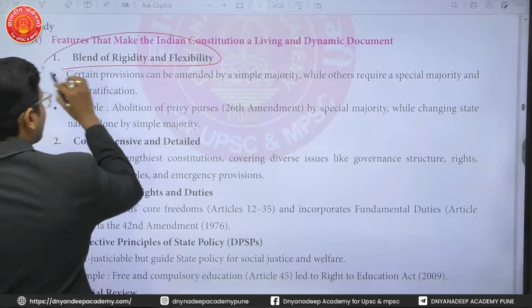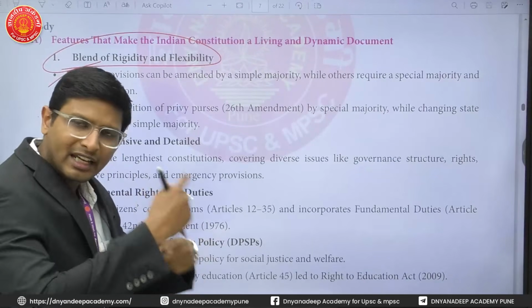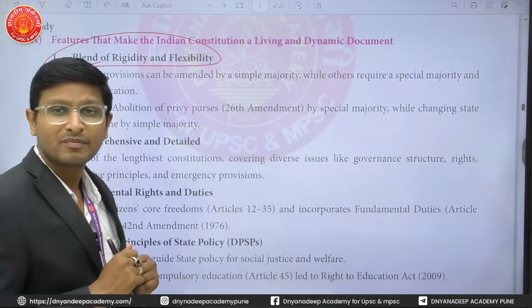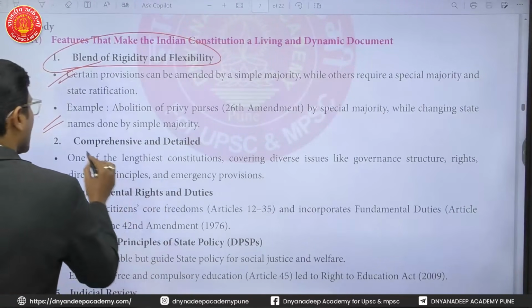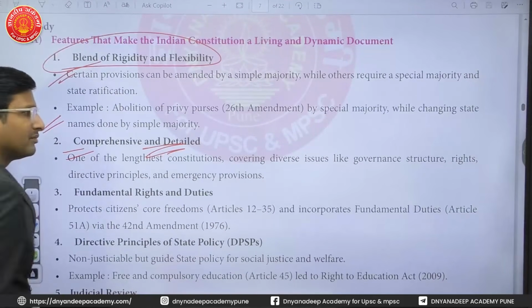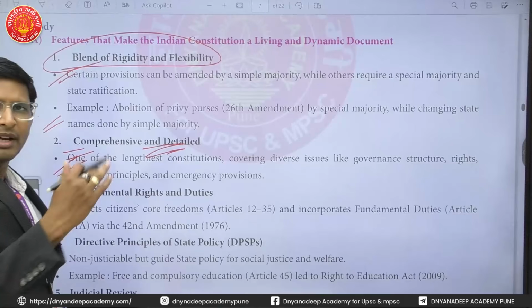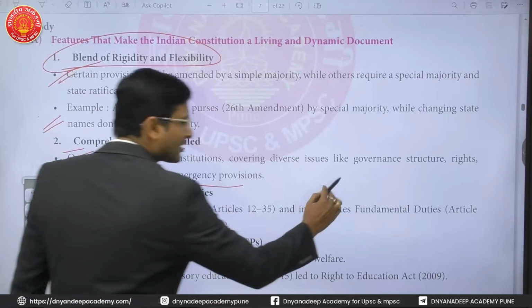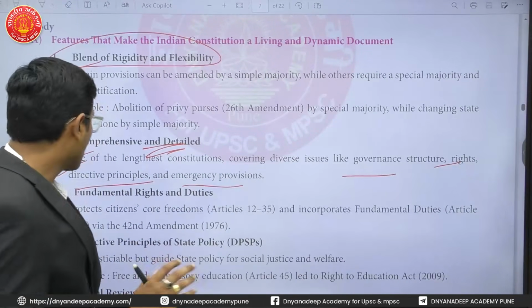Blend of rigidity and flexibility. That means if there is a change in society, there can be a change in the Indian constitution based on the needs, because there is flexibility also. So that makes it a living document. Then comprehensive and detailed. That makes it dynamic. We have given all the things comprehensively: directive principles are there, emergency provisions are also there, governance structure, rights, everything is there. That makes it a living and dynamic document.